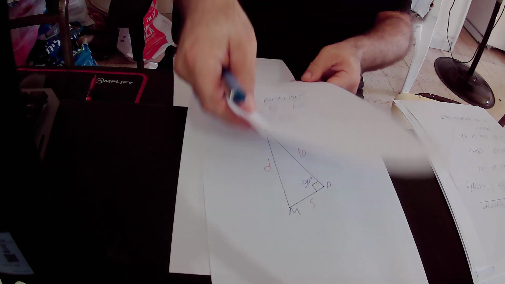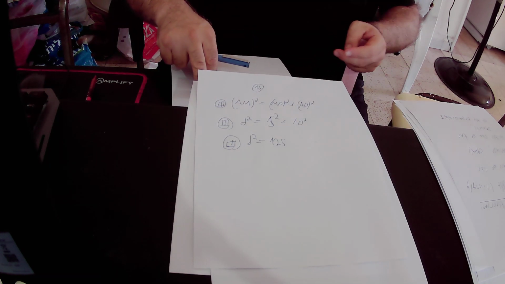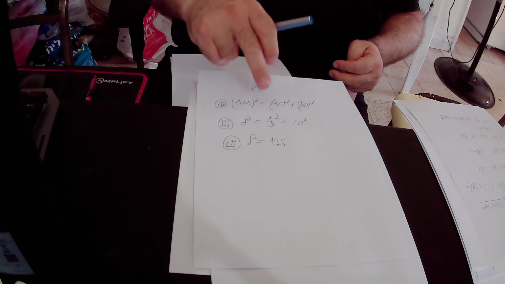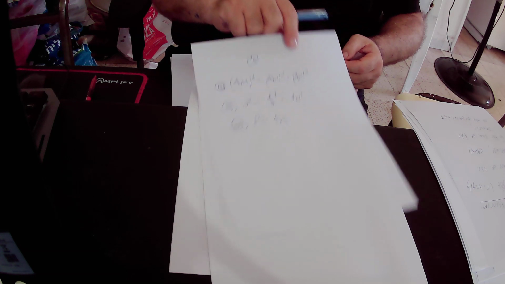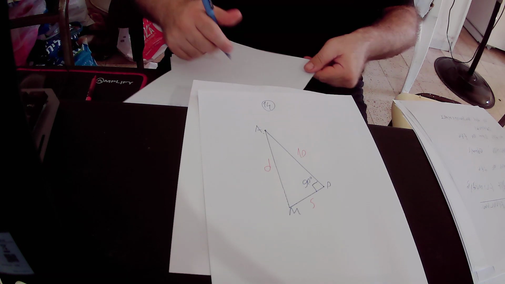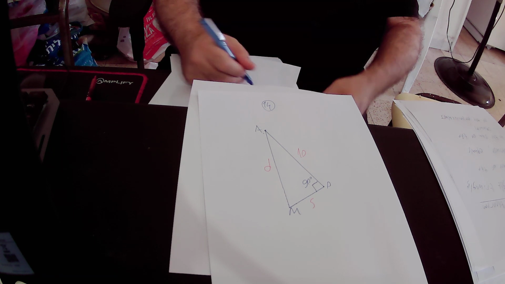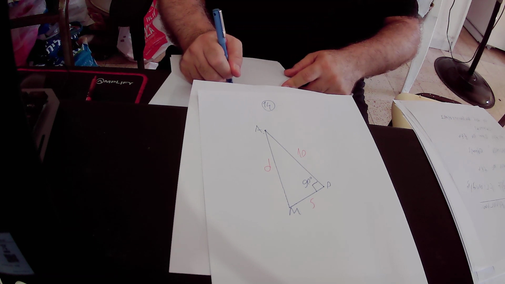So we got that this square equals 125. Now we will take a root out of equation number 3. We got that d will be equal to root 125.